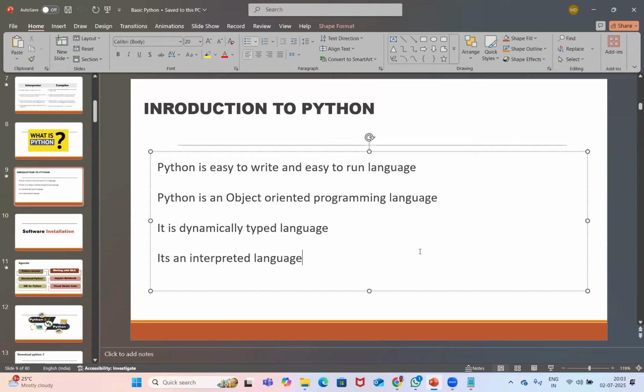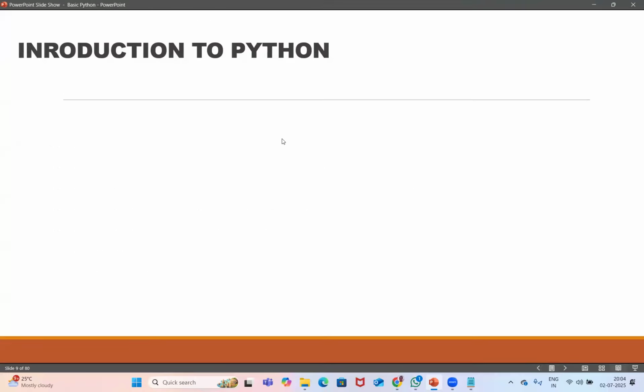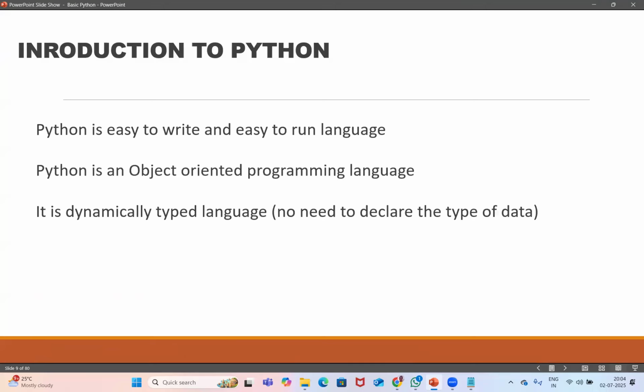Okay, madam. Got it. Right? That's why it is called dynamically typed. In a simple line, I can write for you people also: no need to declare the type of data. What type of data you are using, no need to declare. That is the concept of dynamically typed.